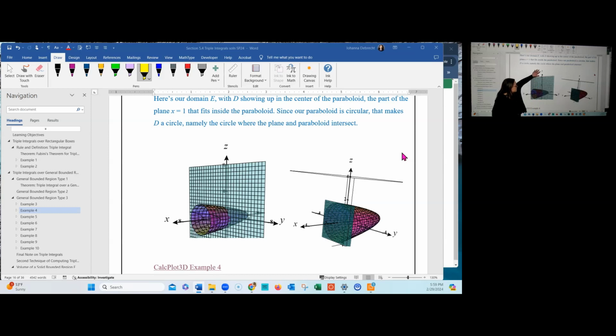Our other region is a plane at x equal 1, which slices through this circular paraboloid, creating a circle. Now, this circle is occurring at the value where x equal 1. The widest part of our solid is right here where the plane and the paraboloid intersect. So the widest part is going to be the intersection of those two curves. Let's take a look at it out on CalcPlot3D.